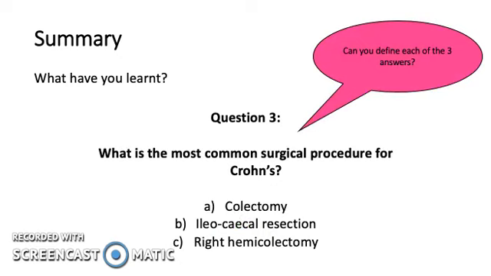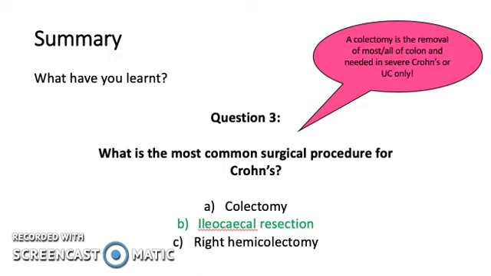And what is the most common surgical procedure for Crohn's? Ileocecal resection. A colectomy is the removal of most or all of the colon and needed in severe Crohn's or UC only.